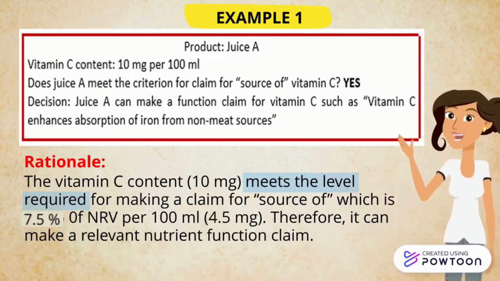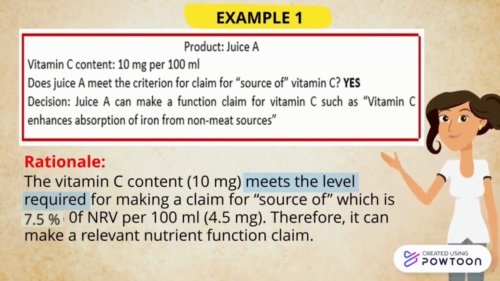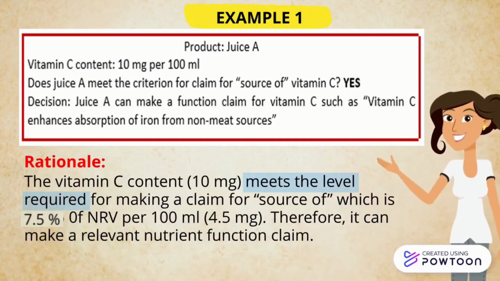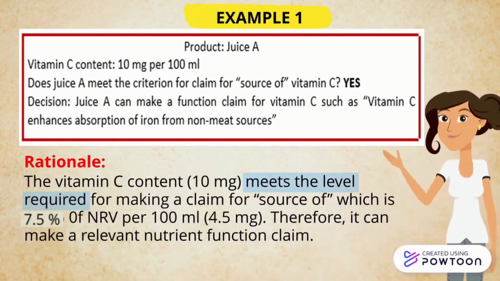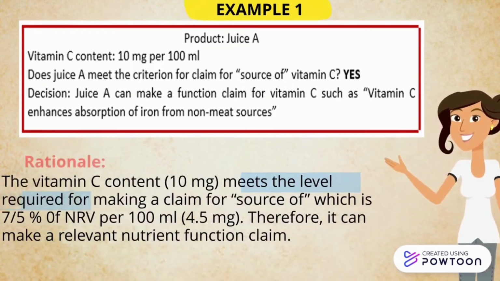The rationale is the vitamin C content in juice A meets the level required for making a claim for source of, which is 7.5% of NRV per 100 ml or 4.5 mg. Thus, it can make a relevant nutrient function claim.